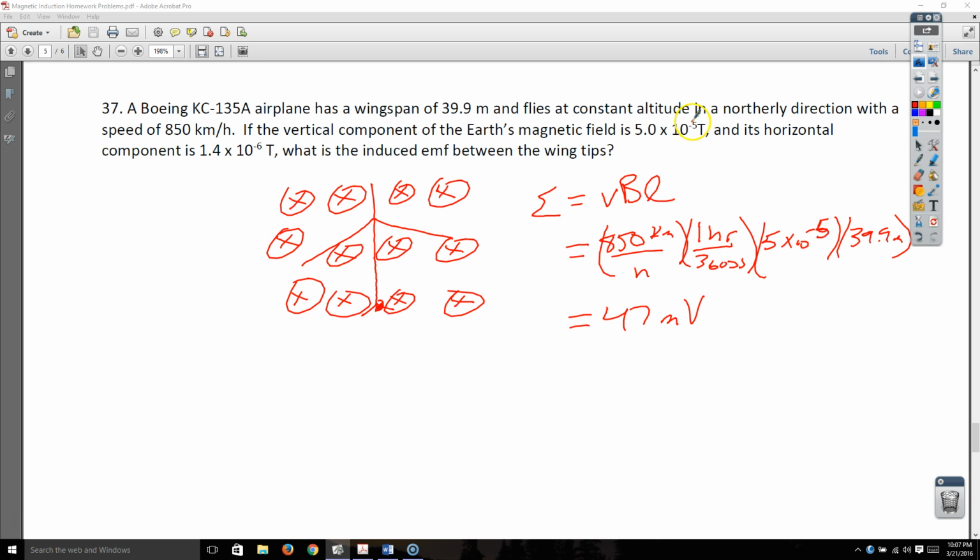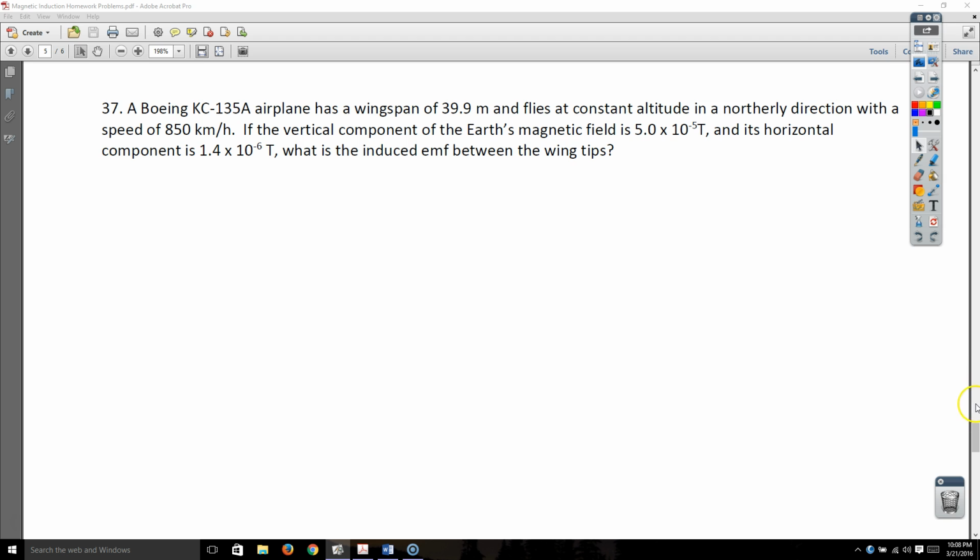You know what? This is actually 5 times 10 to the negative sixth here. So that magnetic field should be 5 times 10 to the negative 6. That is a typo. So this was also 5 times 10 to the negative 6, and that's what gives you your 47. And that is the issue with that problem. Let's go ahead and go on to the next one.